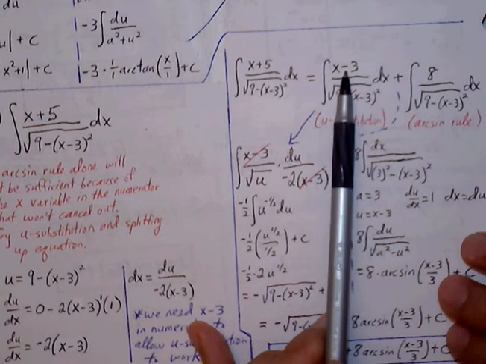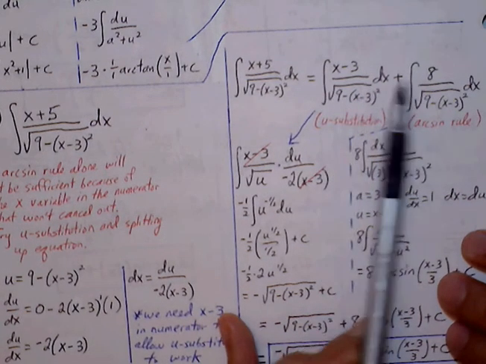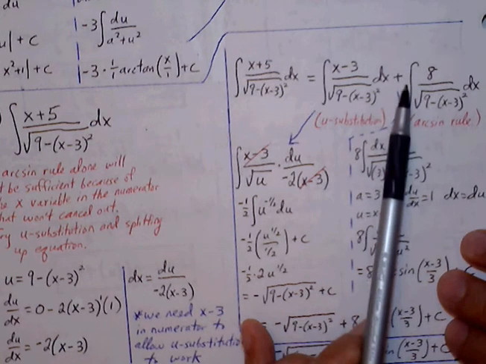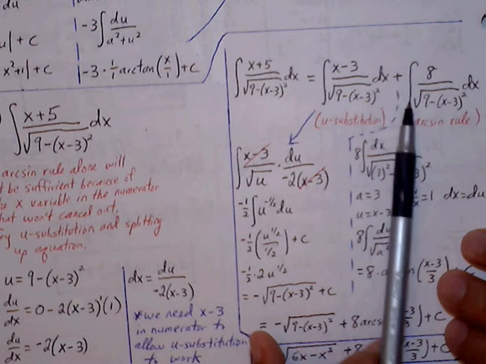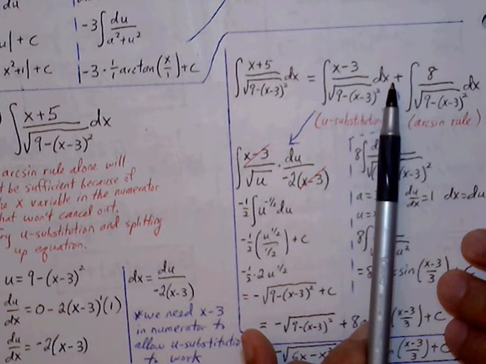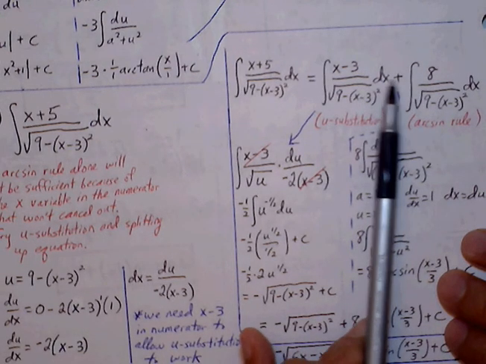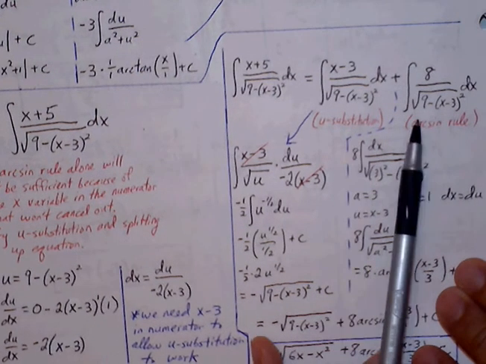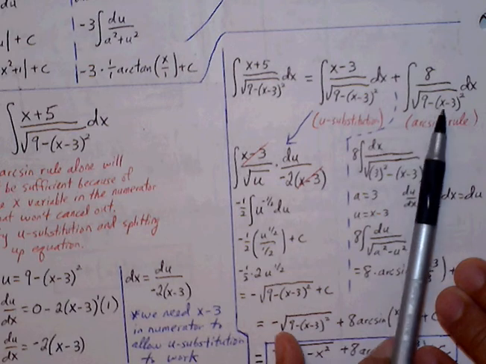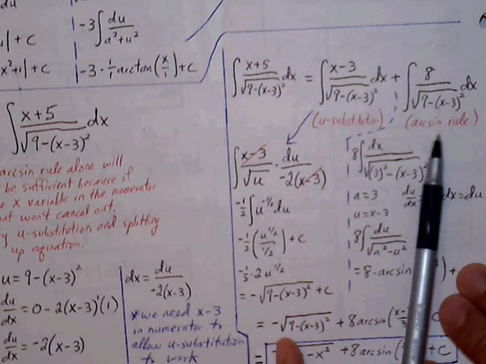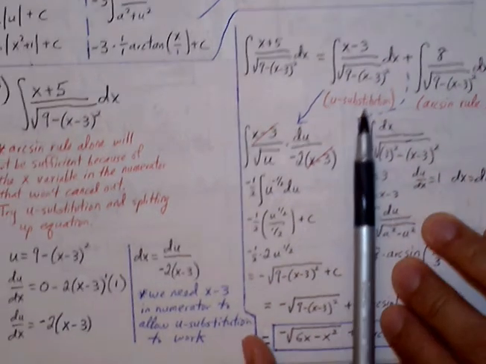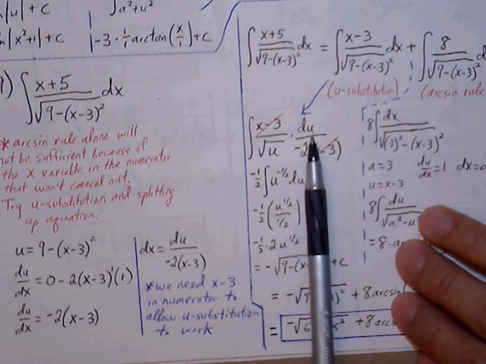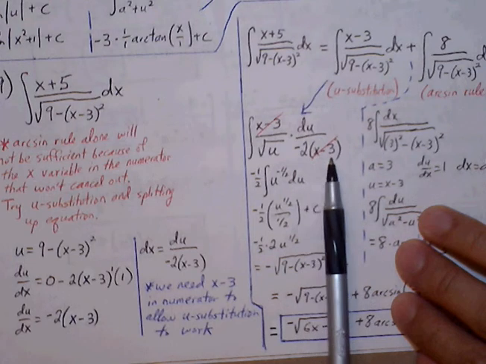But if I have x minus 3 plus 8, negative 3 plus 8 does equal positive 5, but now I'm just going to have this plus 8 be a separate problem, right? Anytime I have a plus or minus, I can treat it like two separate problems. So this first portion will be u substitution, and this portion is actually going to match up nicely with the arc-sine rule. So u substitution, we already went through the derivative process, so we know dx is du over negative 2 parentheses x minus 3.